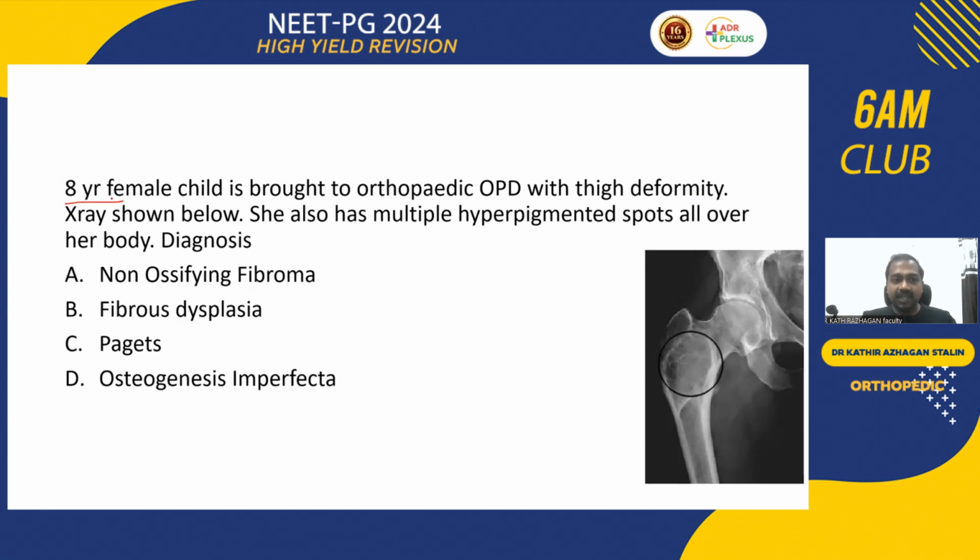8-year female child. By this word, what is the thing that they are trying to convey? 8-year female child, and you know the answer is fibrous dysplasia. So, if at all I want to elaborate on this question, what would be another word that I would have put in this?